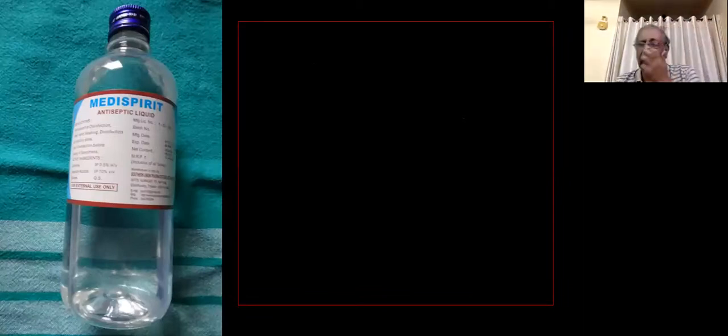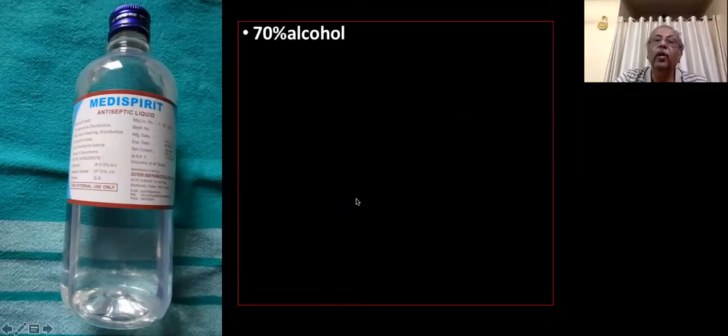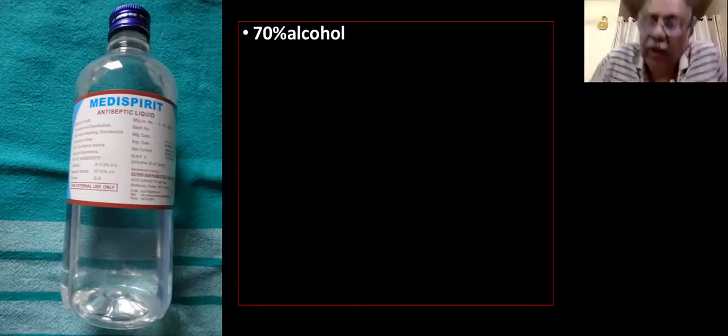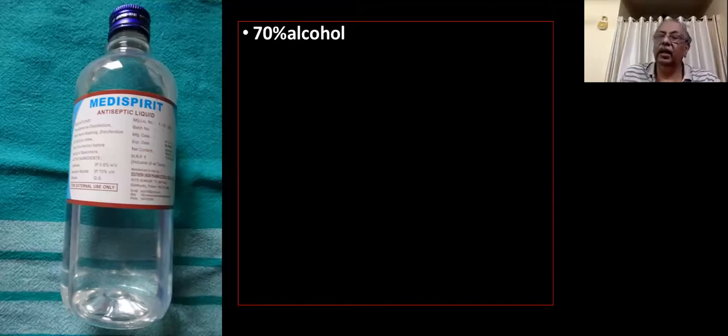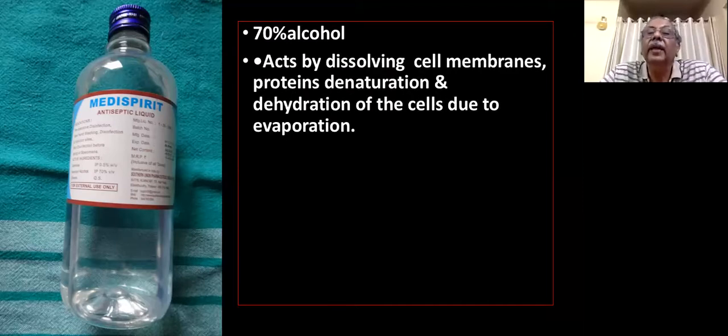Then regarding the materials used for dressing, regarding the spirit, you all know during the COVID times that it is 70% alcohol that should be used, because below 70% it doesn't have any sterilizing property. It acts by dissolving cell membranes, protein denaturation, and dehydration of the cells due to evaporation. That is the mechanism.